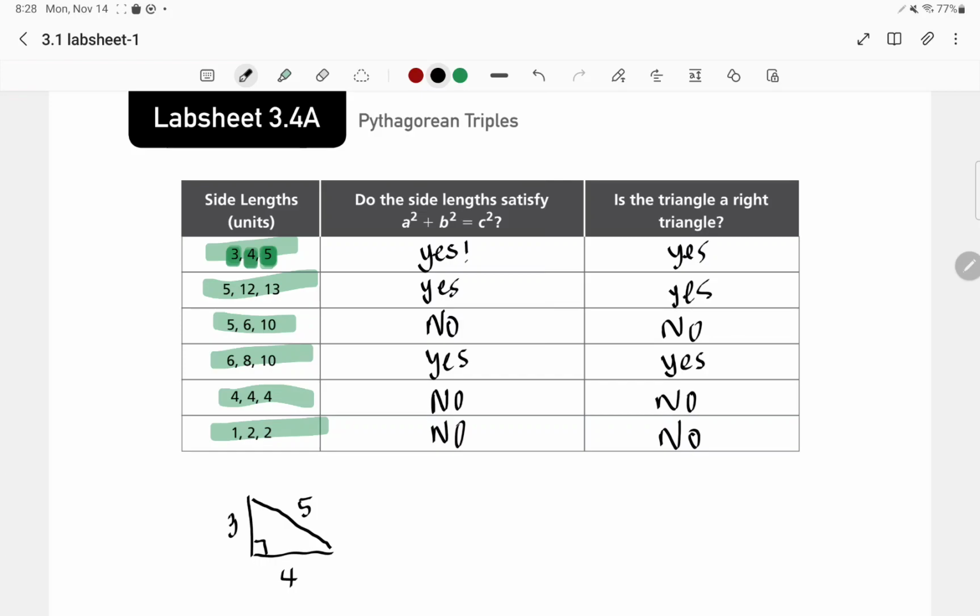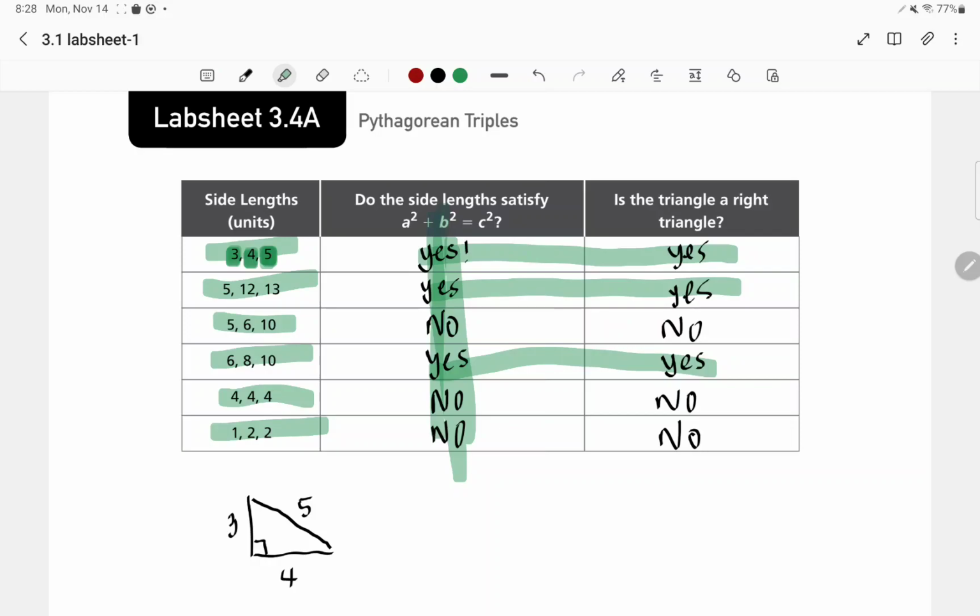And then on part B, number 1, it says make a conjecture about triangles with side lengths that satisfy a squared plus b squared equals c squared. That's all of this. So make a conjecture. I would say my conjecture is, if it satisfies this, then yes, it's a right triangle. It has to be a right triangle because look at that. All of those that did, they formed right triangles. So that's number 1 on part B.